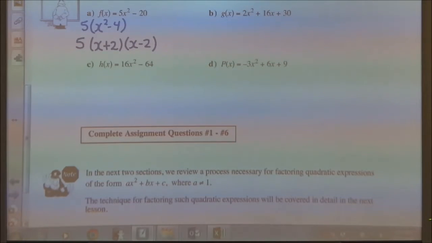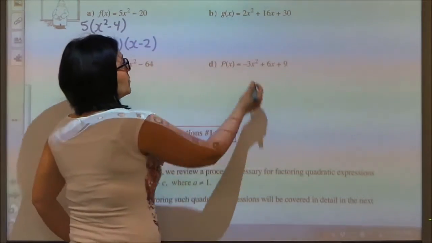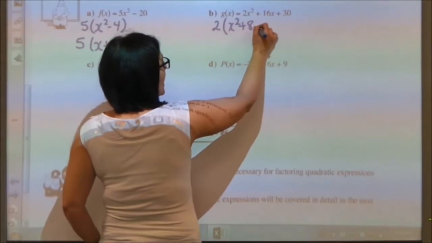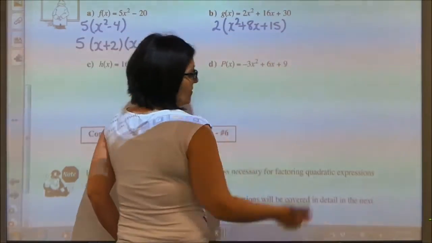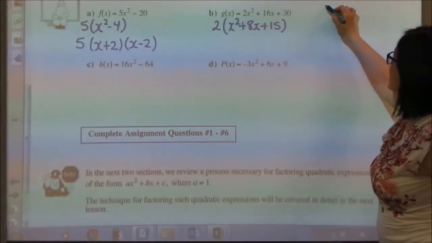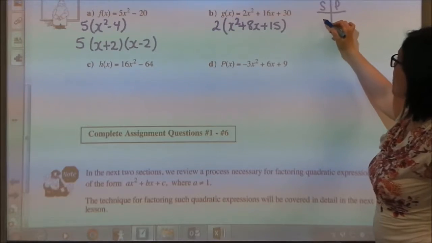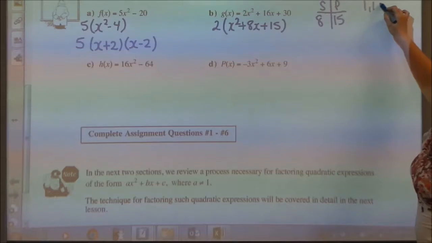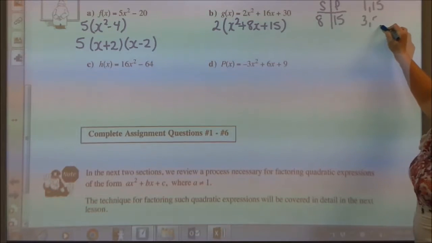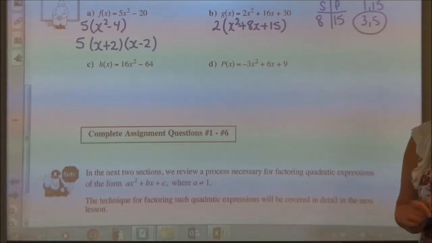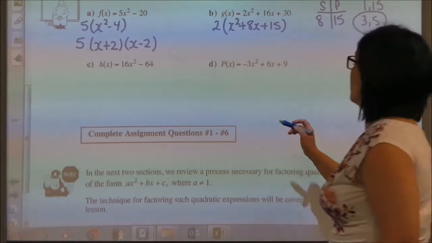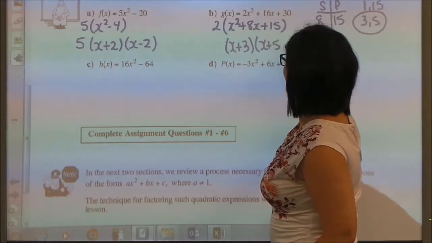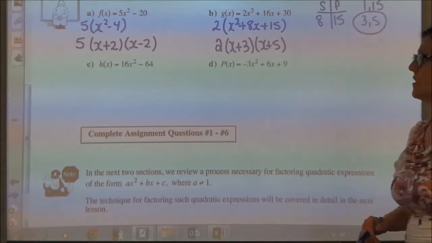If I look at B, 2, 16, and 30 can all be divided by 2, so that's what I'm going to factor out. I get x squared plus 8x plus 15. So my sum and product chart, my sum is 8, my product is 15. If I think of numbers that multiply to 15, I get 1 and 15, and 3 and 5, and this is the one that gives me a sum of 8. So that gives me x plus 3 and x plus 5, and the 2 stays out in front.